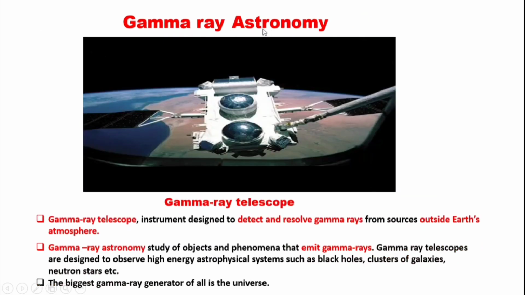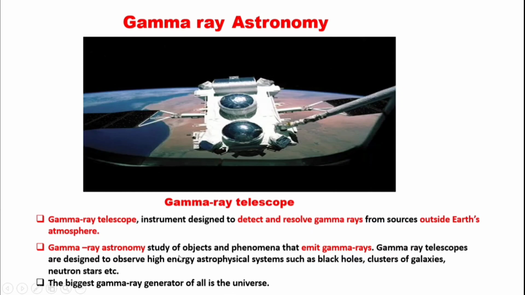Next application, astronomy. Gamma ray astronomy. Observe the sketch. It is a specially designed gamma ray telescope. This gamma ray telescope is an instrument designed to detect and resolve gamma rays from sources outside Earth's atmosphere. The biggest gamma ray generator of all is the universe.